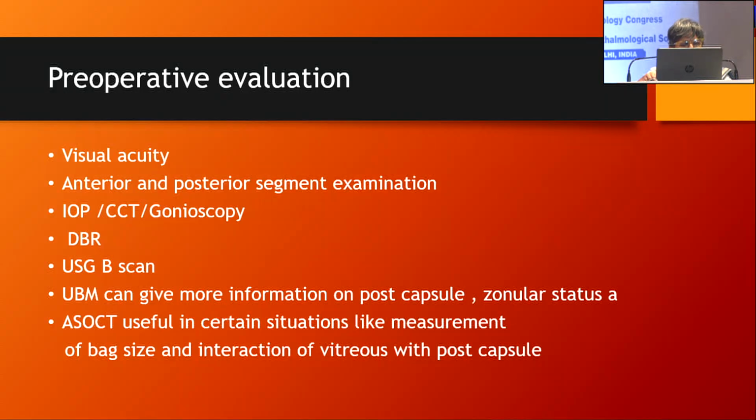Of course, digital biometry or lens power calculation if planning. Ultrasound B scan if there is no view of the fundus. And of late, there have been several publications on using UBM to give more information on posterior capsule, zonular status, and vitreous state, and if there is any posterior capsular dehiscence in very young children, sometimes UBM is more useful.